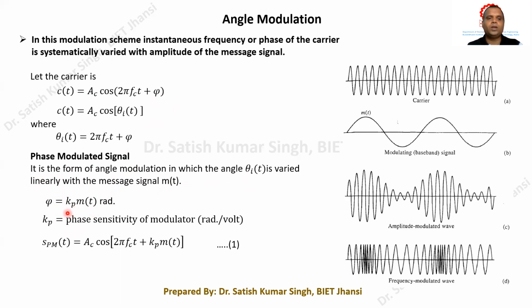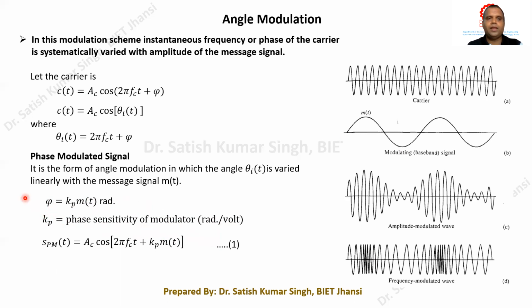Again, what is kp? As we defined in amplitude modulation, ka was the amplitude sensitivity of the modulator. Similarly, kp can be defined as the phase sensitivity of the modulator. Assuming the message signal is a voltage waveform, as I have told many times, the phase sensitivity of the modulator will have the unit radian per volt. If it is a current waveform, then it will be radian per ampere. So remember that.